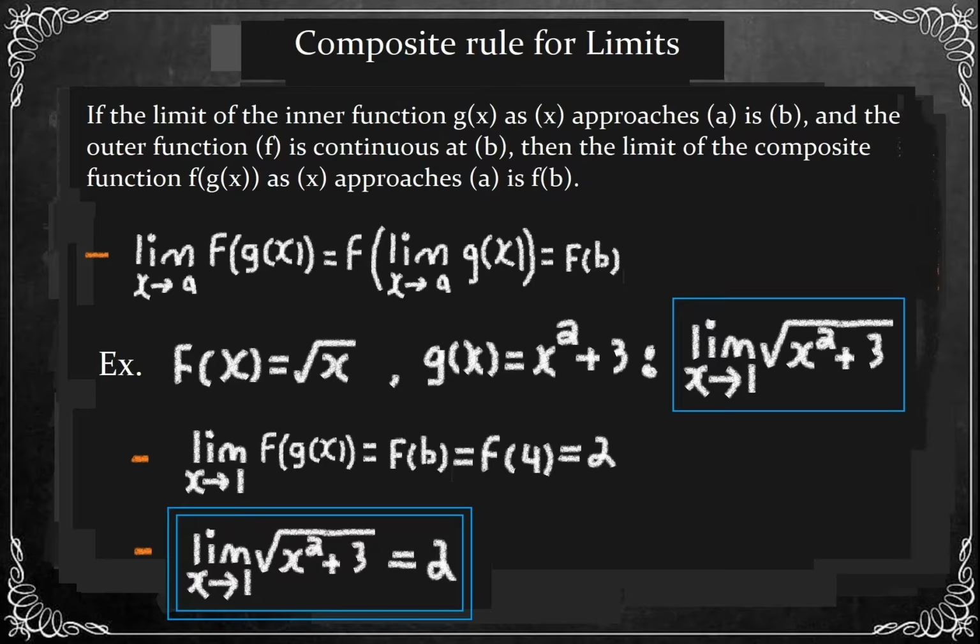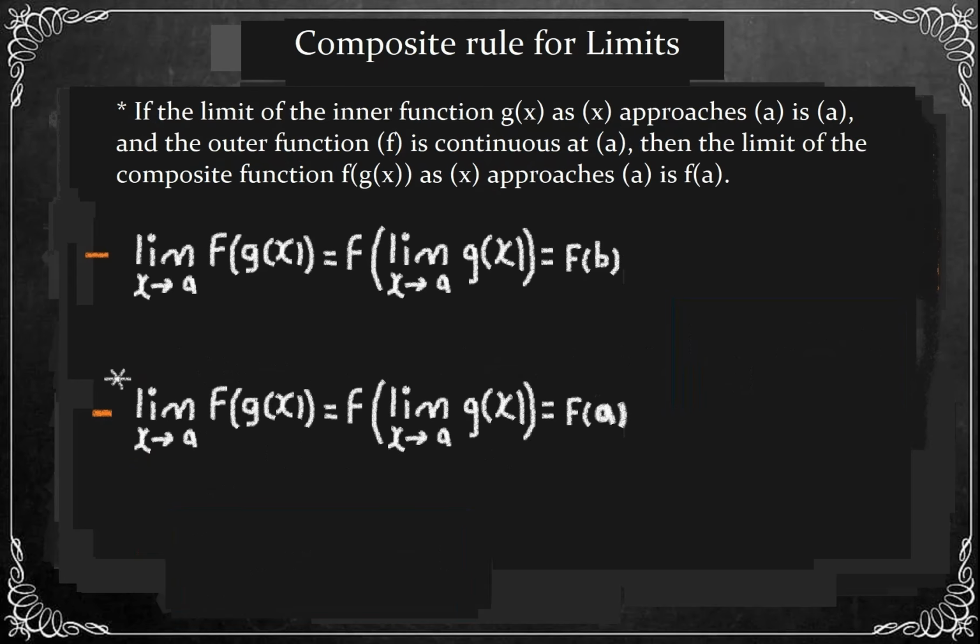Putting it all together, we have the limit as x approaches 1 of f of g of x equals f of b, which just equals 2. The answer to the problem is the double blue box. But if we can't find a variation to the rule, then we are done. But there is, labeled white asterisk.